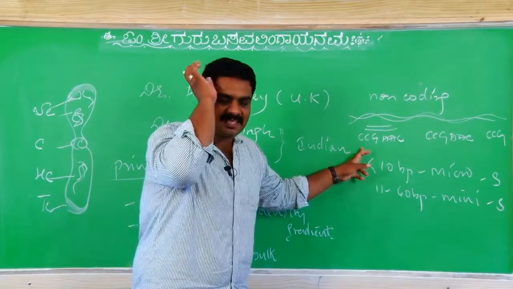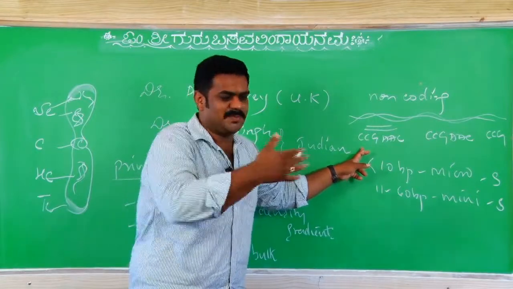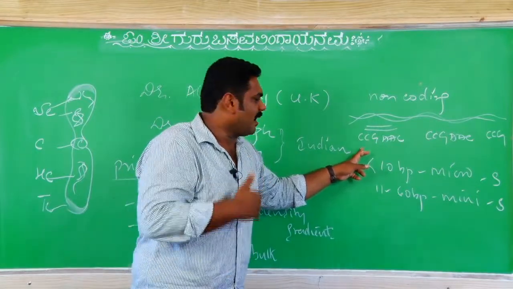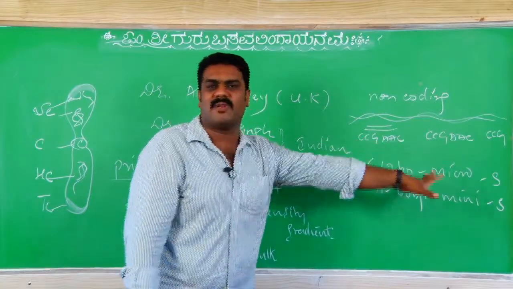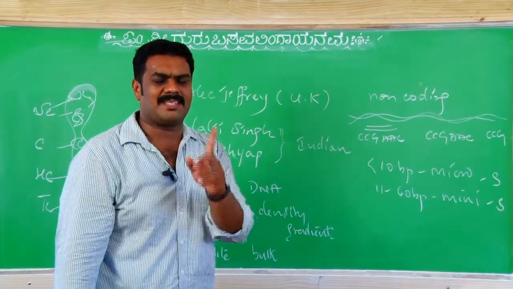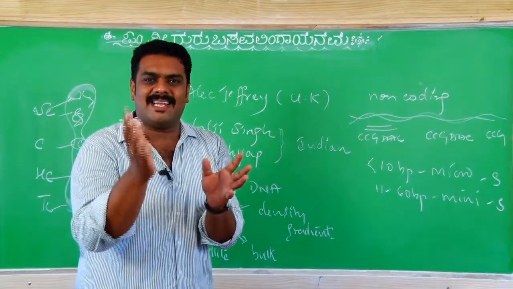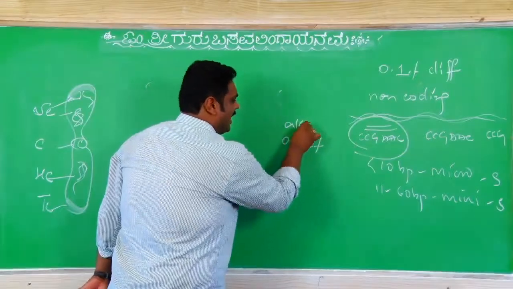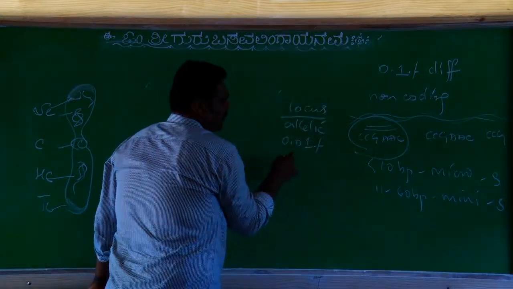This copy is the same only in identical twins. If these two are identical twins and my copy is CCGAAC, my twin also will have CCGAAC only. Because both are monozygotic twins, they have come from one single spermatozoon and one single ovum, split into two because of a cleavage. 1% of allelic or locus.